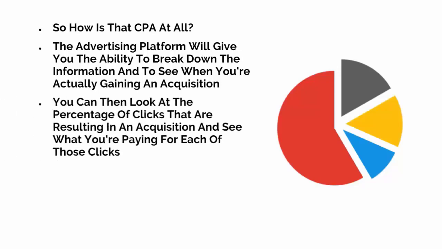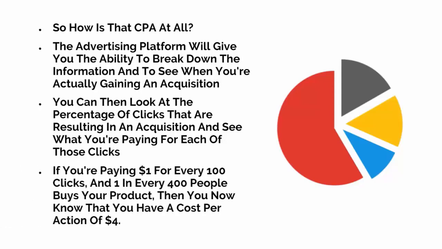What this means is you can look at the percentage of clicks that are resulting in an acquisition, and you can see what you're paying for each of those clicks. So if you're paying $1 for every 100 clicks, and 1 in every 400 people buys your product, then you know that you have a cost per action of $4. Is this a concrete and reliable number?